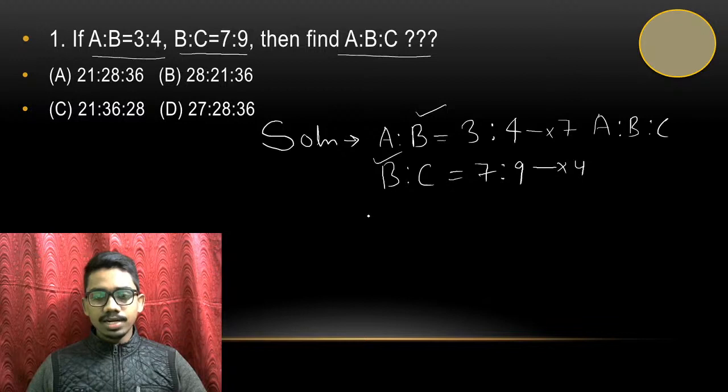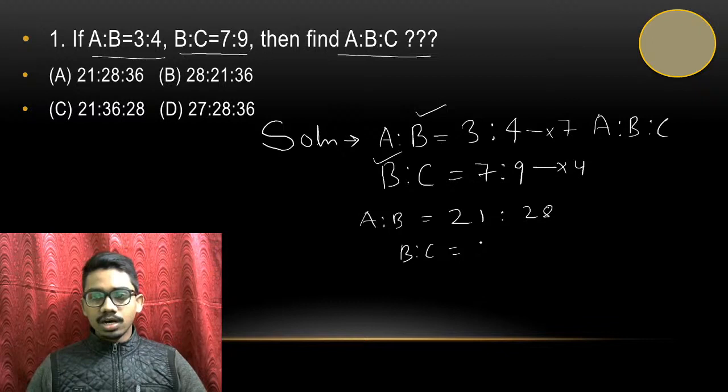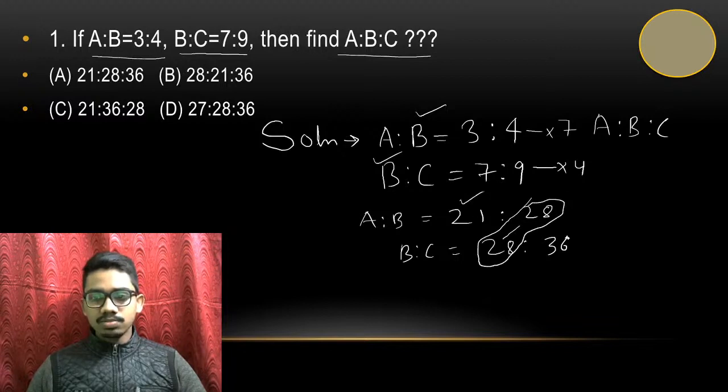So the result I am getting is A ratio B as 21 ratio 28 and B ratio C as what? This is 4 into 7, 28, ratio 9 into 4, 36. Okay? So see, this part is common, 28 and 28. That is B. This is A, this is B, and this is C.